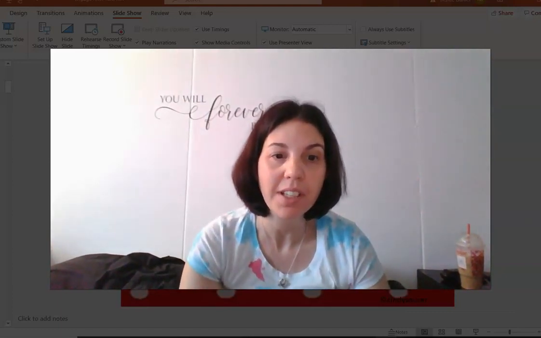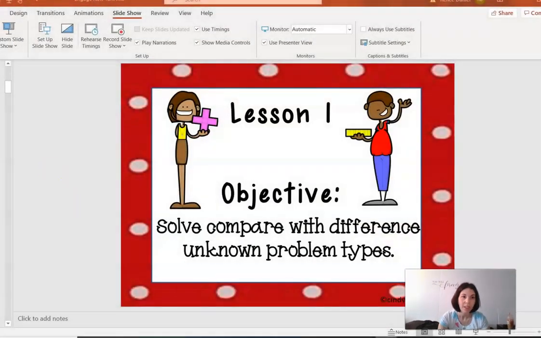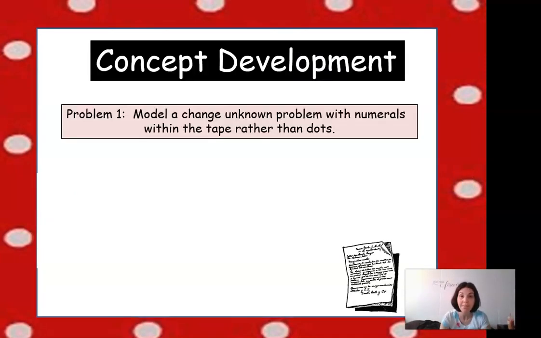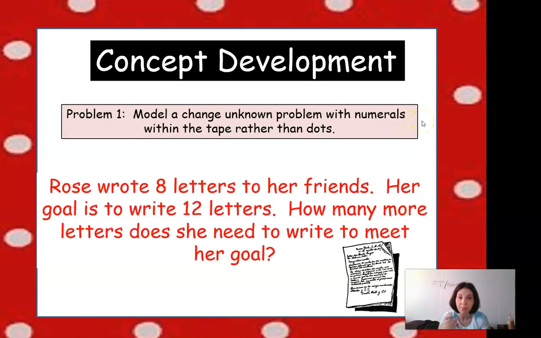Let's look at our objective for today. Our objective is to compare with difference unknown problem types. So we're going to be solving problems, and we're going to use tape diagrams today. Our first problem, we're going to model a change unknown problem with numerals within the tape rather than dots. So we're going to use some numbers also.